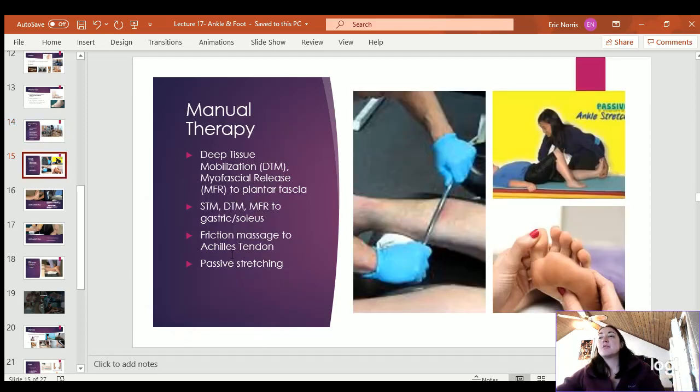All right, with manual therapy, you can do your soft tissue, deep tissue, myofascial release to the plantar fascia. That's one of the common areas that gets tight, to the gastroc.